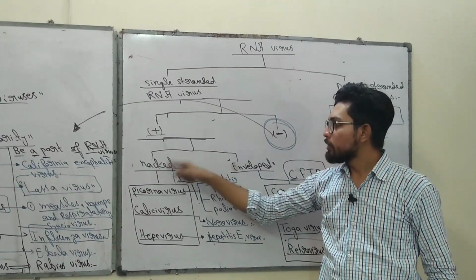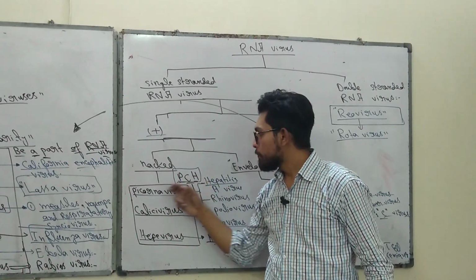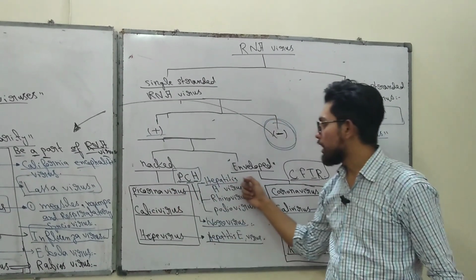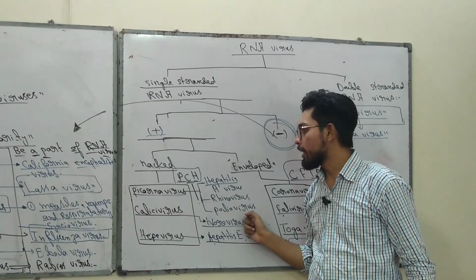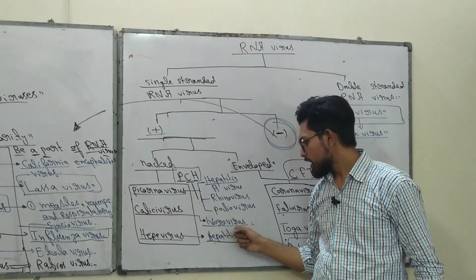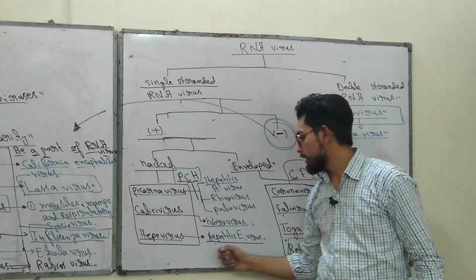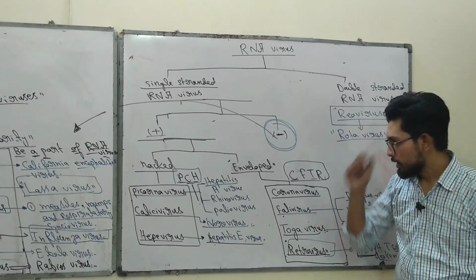Positive polarity is further divided into naked virus and enveloped virus. The mnemonic for the naked viruses is PCH. P means picornavirus, and picornavirus contains hepatitis A virus, rhinovirus, and poliovirus. C stands for calicivirus, and calicivirus contains norovirus. The last one is hepevirus, and hepevirus contains hepatitis E virus.